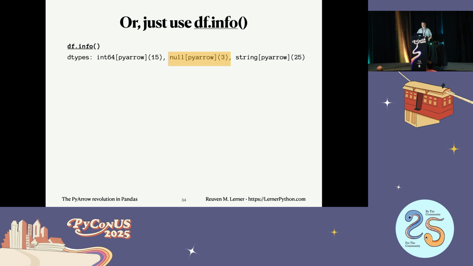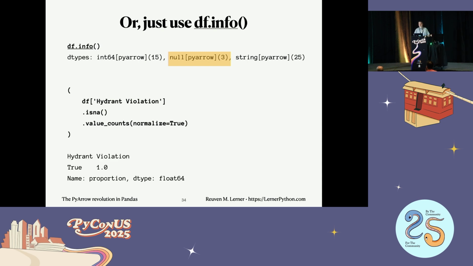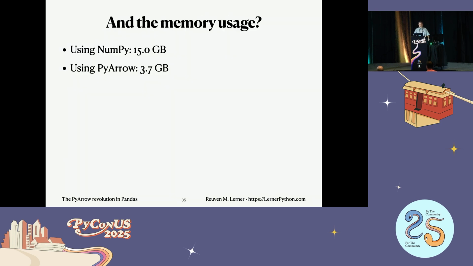Nulls? What does that mean? Well, it turns out that if you have a column where every single value is NA or NaN, it's like, well, why should I store this? I'll just store a count, and I'll say this is all null, done. And so we see here that 100% of these values are NA, so why store it even? And the memory usage does indeed go down a lot, from NumPy 15 gigs to PyArrow 3.7 gigs, saving an awful lot of memory.